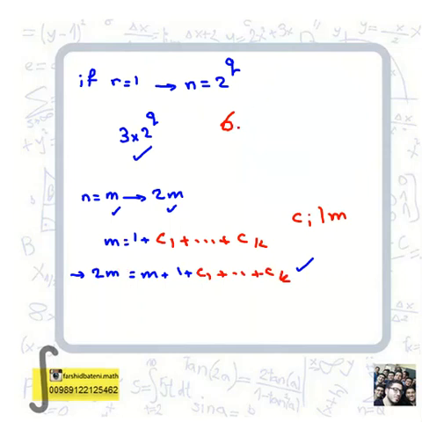Now we know that 6 is good, so if r is 1, then n equals 2 to the k. We know that 6 is good, so 6 times 2 is good by using this conclusion, and it's 3 times 2 to the 2. We know that 3 times 2 to the power of 2 is good. So we've solved it for all numbers: each has a multiple that is good.